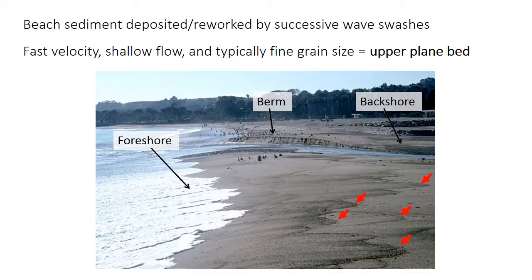The wave swash, some of them marked by the red arrows there, has fast velocity, it has a very shallow flow depth, and also because beaches typically have very well-sorted, mature, fine sand grains, all those three features, as you've learned from the unidirectional bed form phase diagram, tell you that you would expect to find upper plane bed in this section. So therefore, thin parallel laminations, likely with parting lineations on the surface.